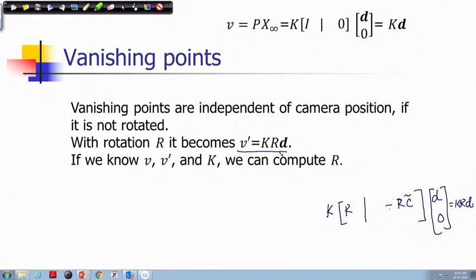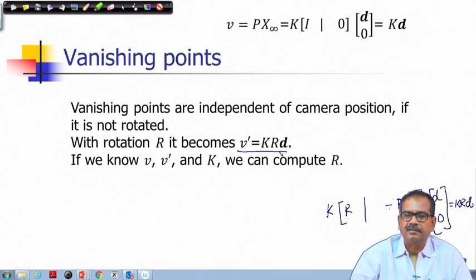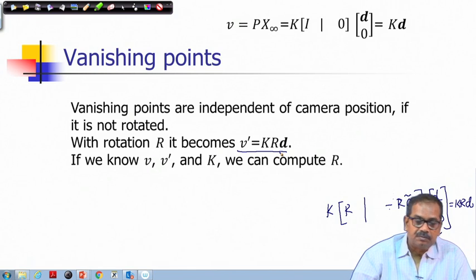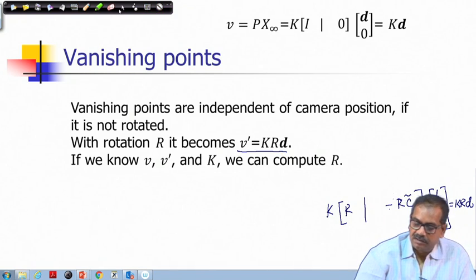So, the implication is that if I know the vanishing points, there are ways by which you can compute them. You may take parallel straight lines, take their images and find out their point of intersection. That would give you the vanishing points. And then if we know those vanishing points, and also the camera parameters like the calibration matrix K, then we can compute the rotation. So, this is one of the interesting implications of this result.